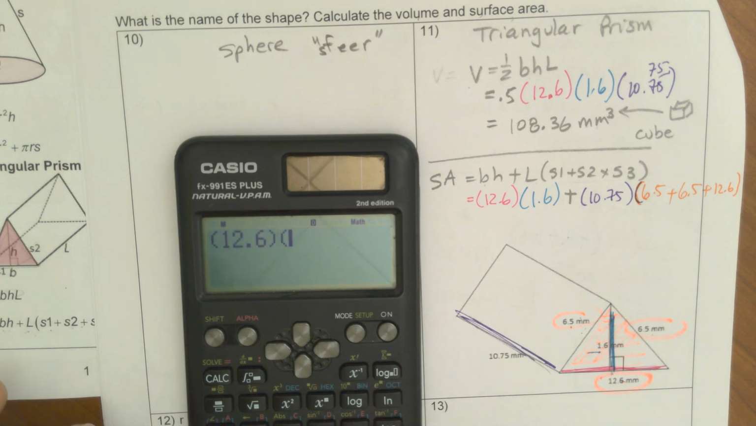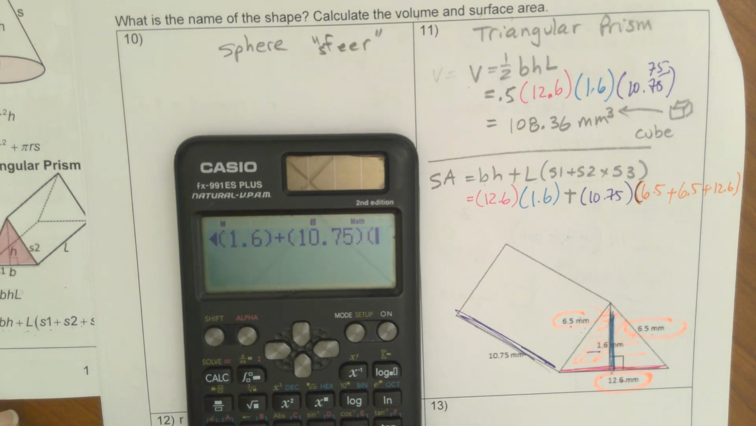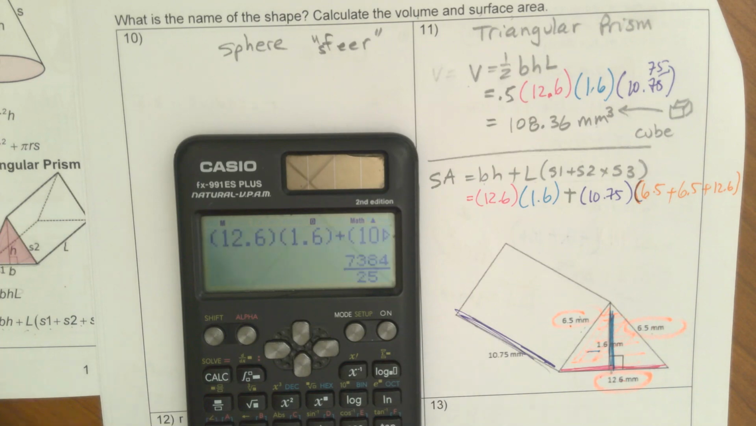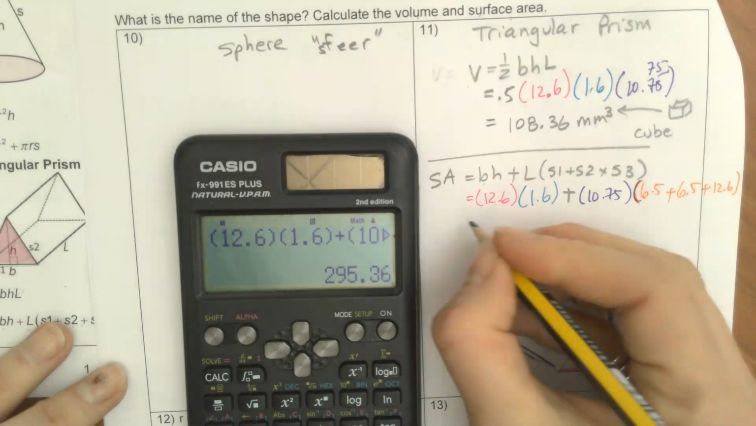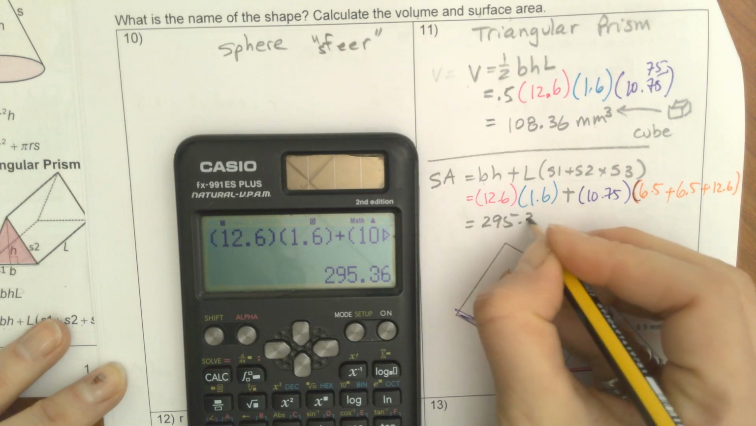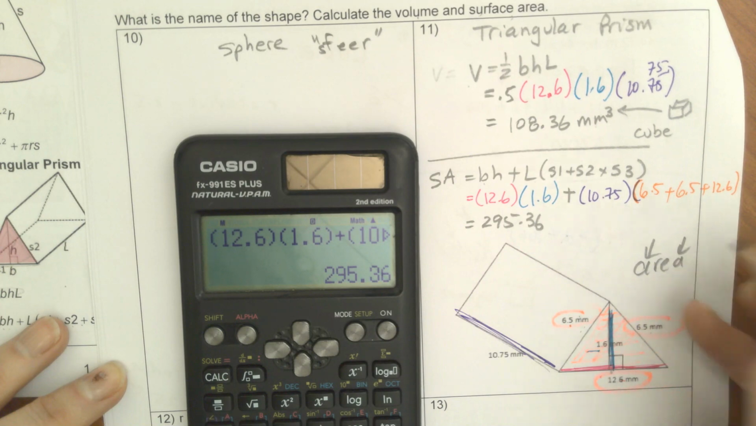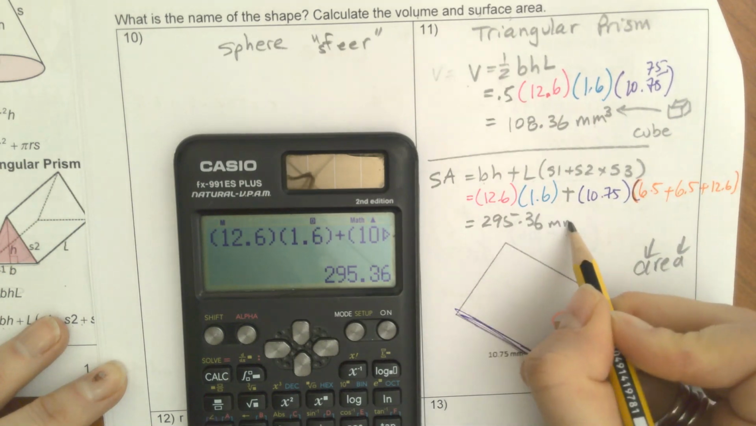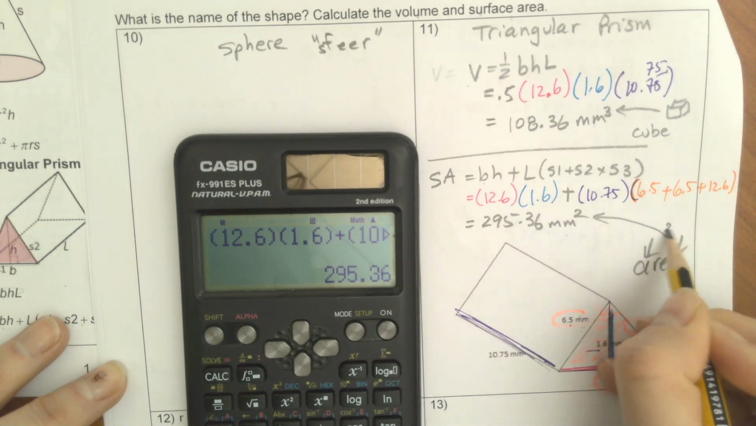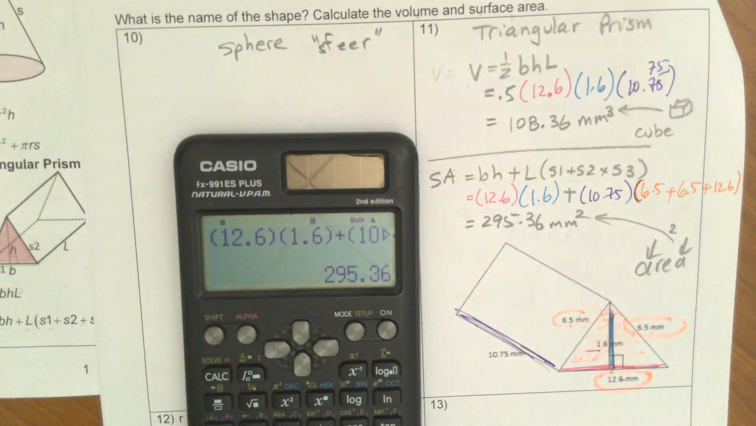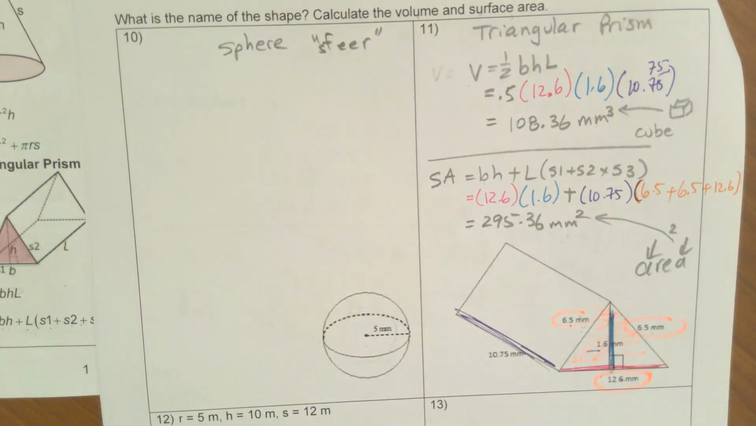12.6 times 1.6 plus 10.75, and now all the sides in the inside here. Close the bracket. So how much is that? D for decimal. 295.36. Now surface area. Area has two A's, so it's millimeters 2. So don't forget to put the 2 for millimeters. Okay? Let's turn the page.